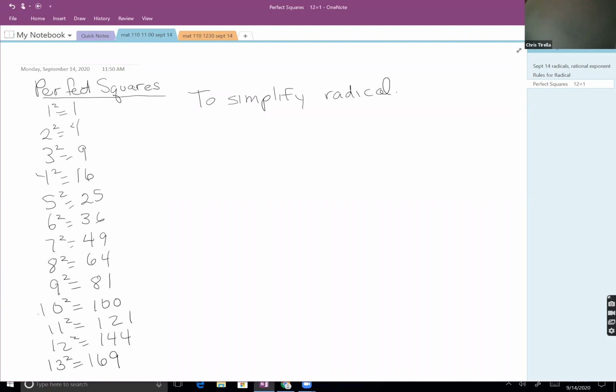What we're going to do first, and let's look at an example as we do this. Let's simplify the square root of 18. This one's pretty simple. First thing we want to do is find the largest perfect square factor.